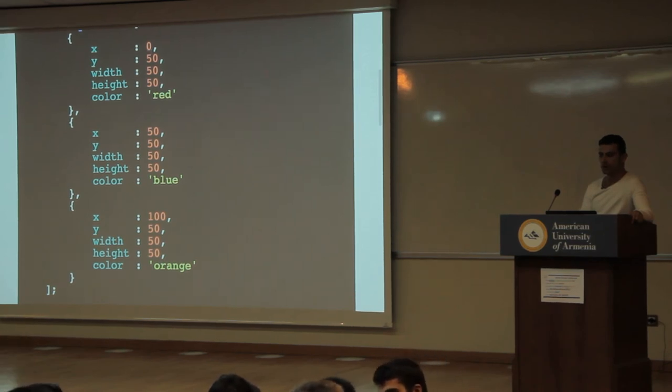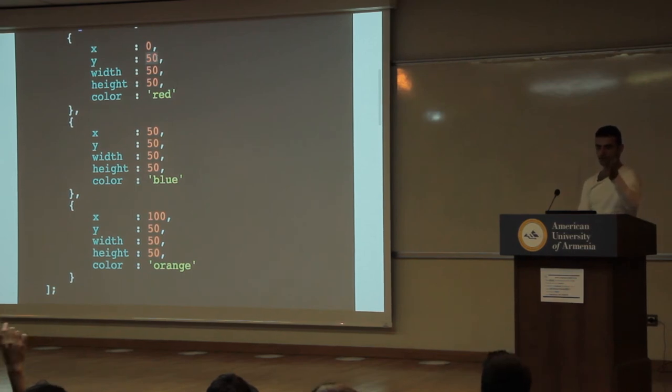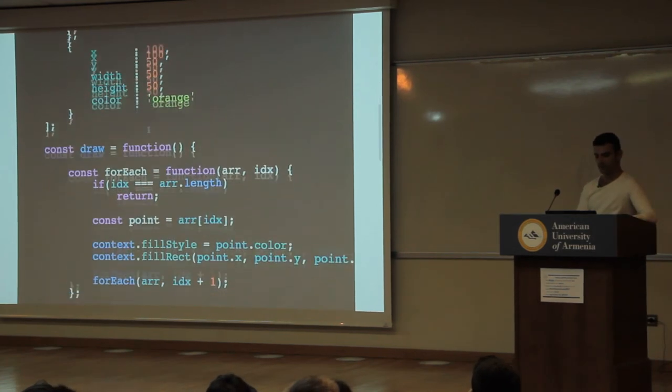Okay, so this one will draw at 0, 50. So the X is 0, the Y is 50, and then it draws a 50 by 50. Okay, it draws this.